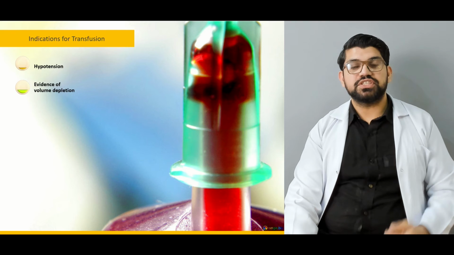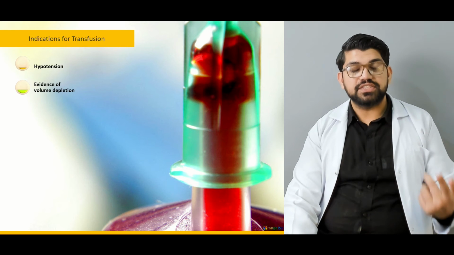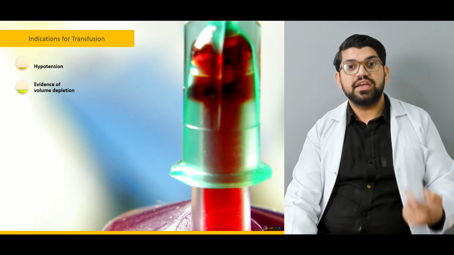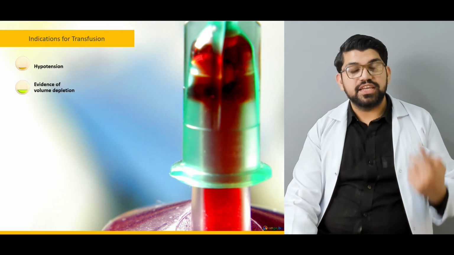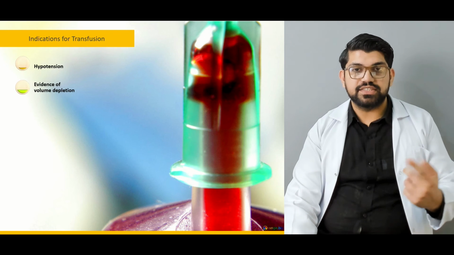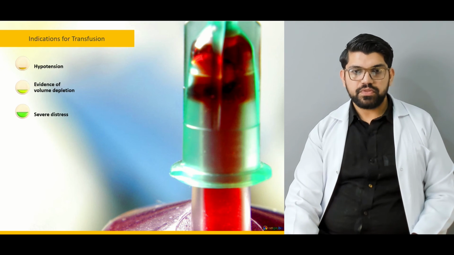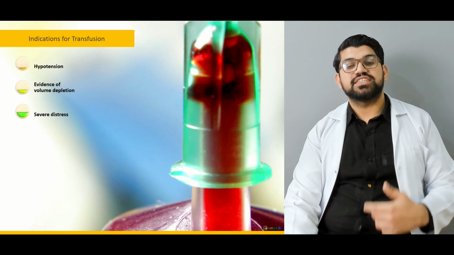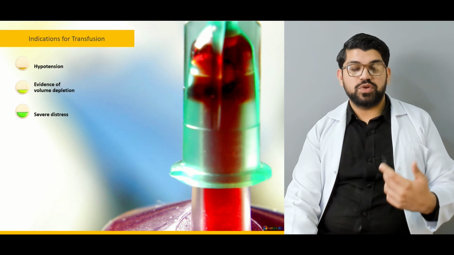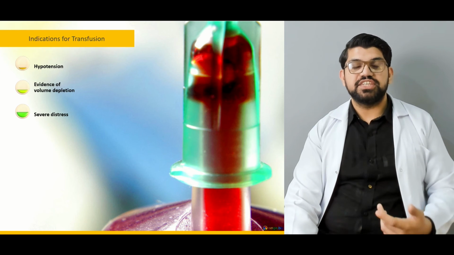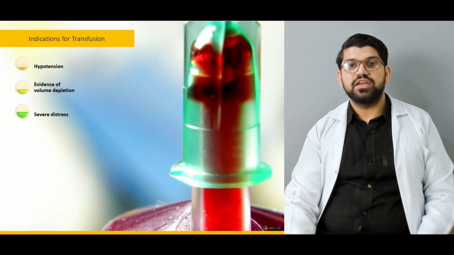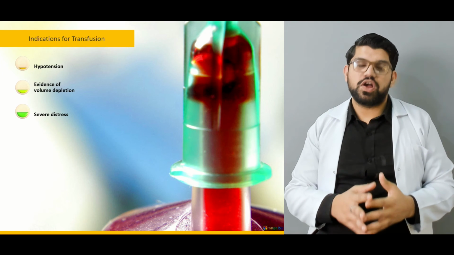Evidence of volume depletion, how do you check it? Hypotension, tachycardia, altered mental status, decreased urinary output. These are the signs of volume depletion. Severe distress, patient's sensorium altered, patient is not vitally stable, patient GCS is not 15 by 15, so the patient is in hemorrhagic shock.